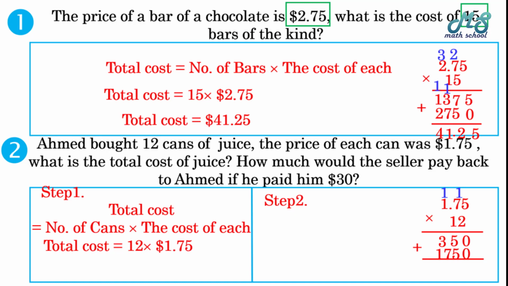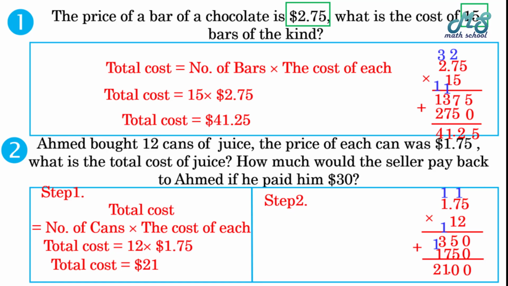Now add the two partial products. 0 plus 0 equals 0. 5 plus 5 equals 10. Write 0 and carry 1 over 3. It will be 4 guys. 4 plus 7 equals what? 11. Write 1 and carry 1 over 1. It will be, yes, 2 guys. Now guys, don't forget to insert the decimal point after 2 digits from the right. It will be $21 guys. Now the total cost, it will be $21.